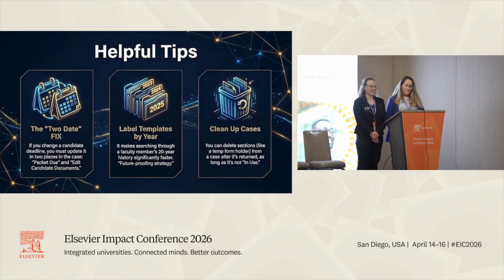Just trying to help. When changing a candidate's deadline, you must edit it in 2 places. I've learned this the hard way as well. So there's a packet due, and there's an edited candidate documents. You can assign unique due dates to the individual sections of a packet. If your institution uses this, you would need to update the specific section deadline in the packet requirement area. So the primary place to change the deadline is under edit case and then review and settings. This date is what the candidate sees on the top of their instructions.